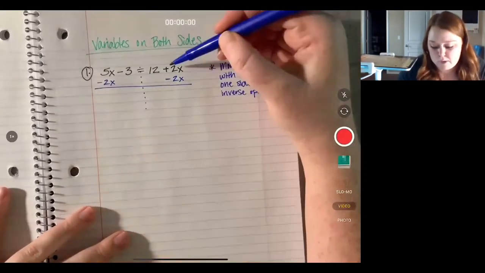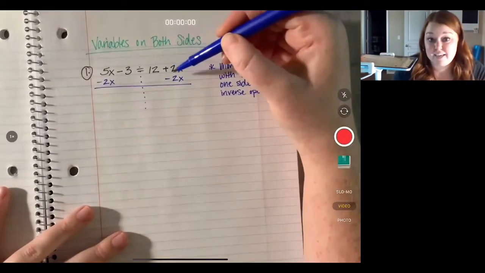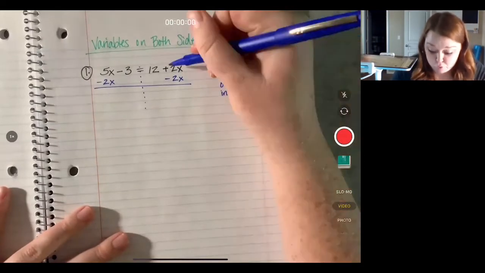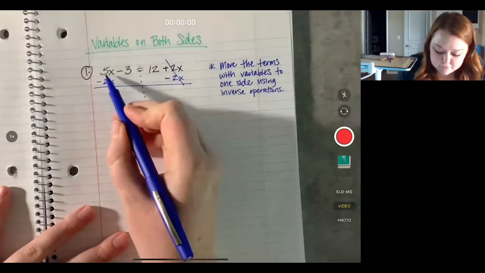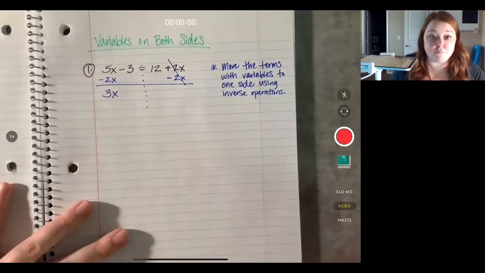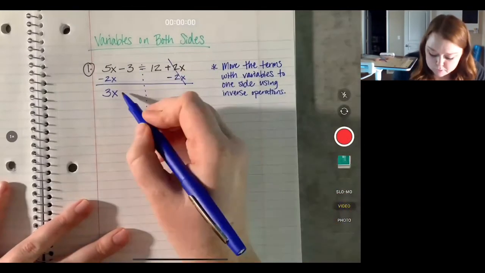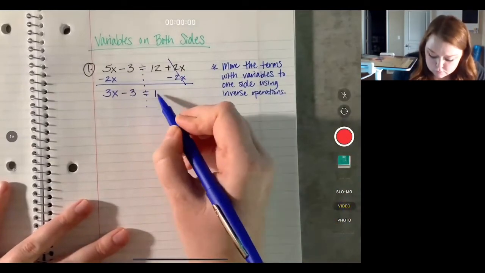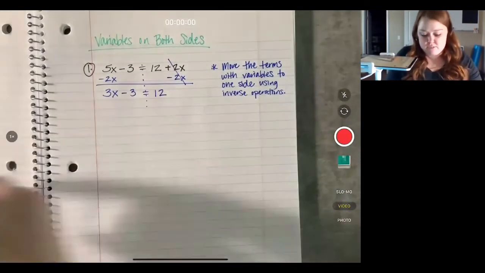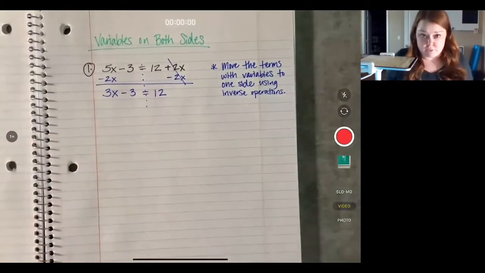Now the 2x minus 2x, that is going to cancel. Make sure you know why. 2x minus 2x is 0, okay? 5x minus 2x is 3x. And then I'm going to drop down everything else. Okay, so this now looks like a regular equation to us.